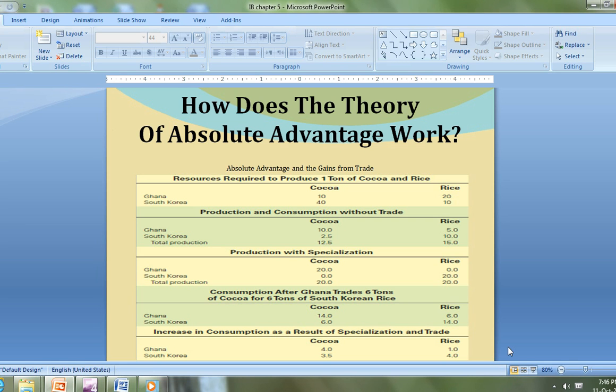Okay, back to the absolute advantage work. Absolute advantage theory. Just now it stopped in the middle of the way. It's a system error. Never mind. We proceed with this one.